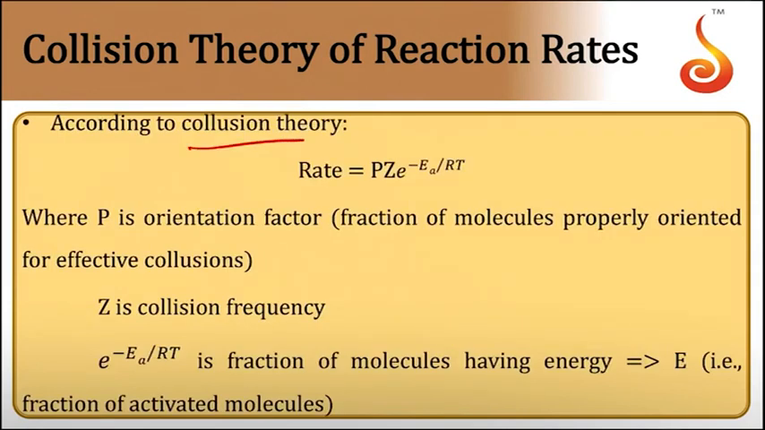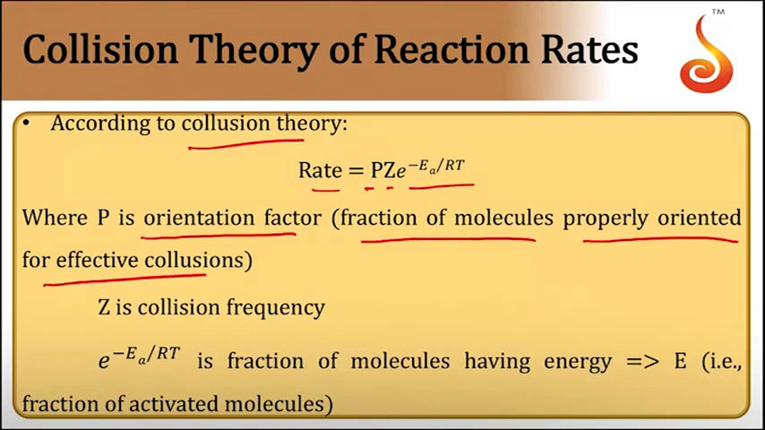So according to molecular collision theory, the rate is given by P Z e to the power of minus Ea by RT. P is called the orientation factor, because the theory says that it depends upon the molecules which are properly oriented also. Orientation factor means the fraction of the molecules properly oriented for effective collisions. So there must be collisions, they must be properly oriented, they must have energy also. So P stands for orientation factor. Z is the collision frequency, meaning the number of collisions made by the molecules per unit time.